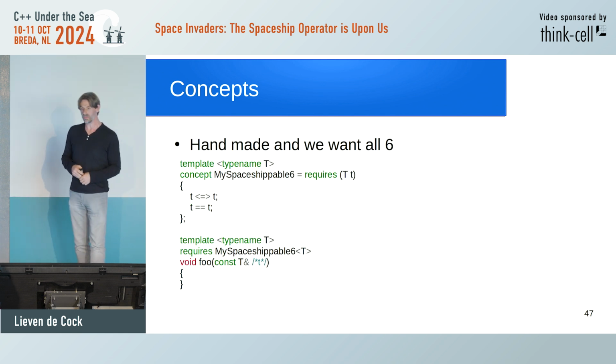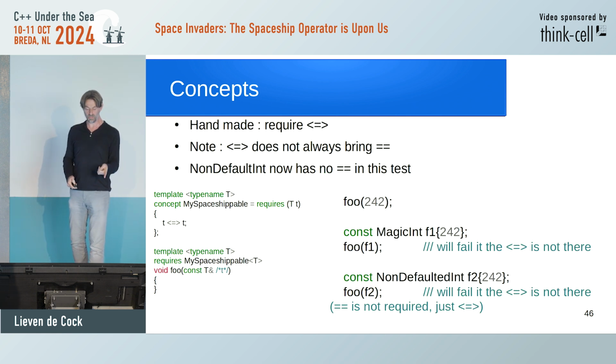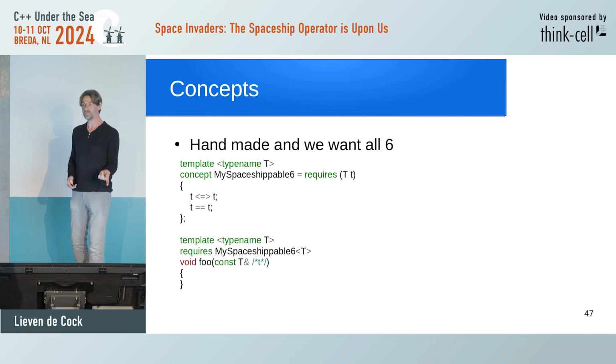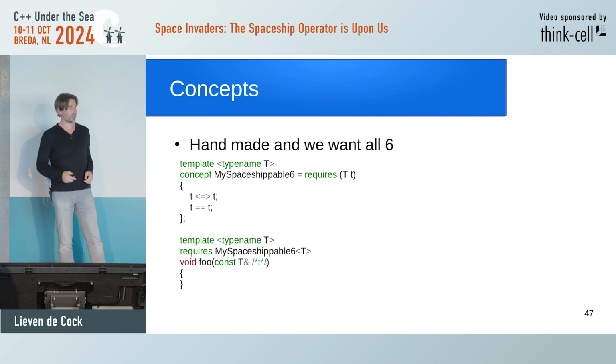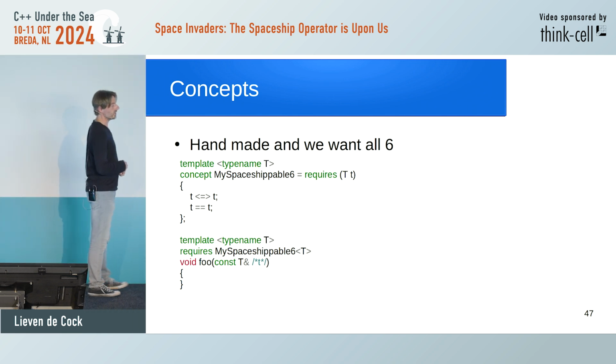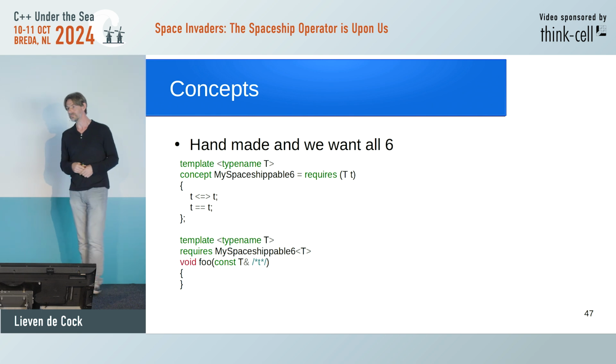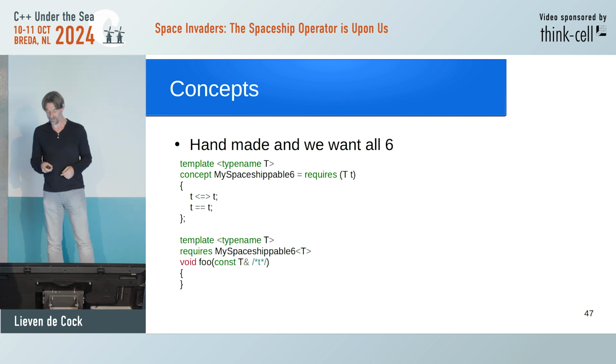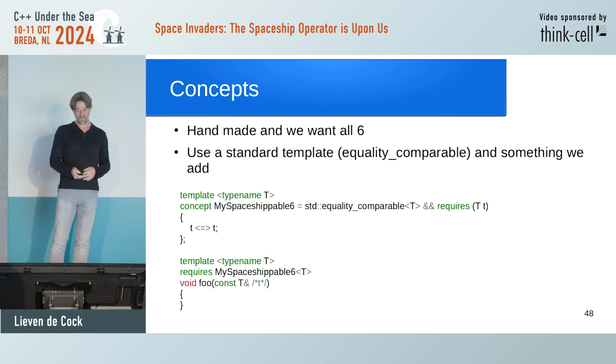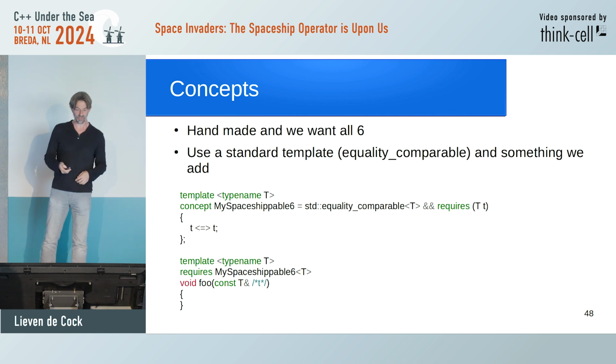My spaceshipable 6, because I want all 6. The previous one does not guarantee me all 6. It could be 4. So I say I want all 6. So T spaceship operator T and T equals T. That's another way to reinvent the wheel myself, and the very first option is of course the best. Yeah, this is a mix of, I was just having fun with concepts.